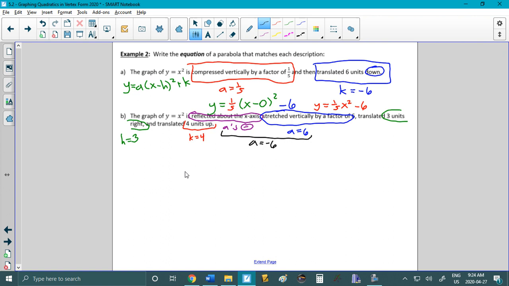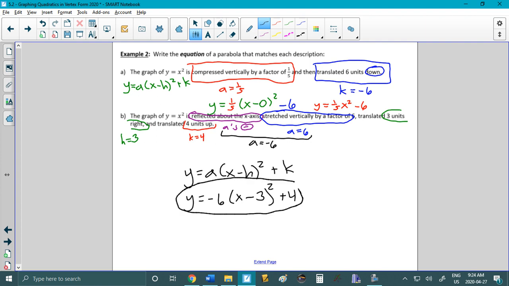So let's write the equation. y equals a(x minus h) squared plus k. a is -6. h is 3, so it's x minus h, so x minus 3. Now if h was -3, it would be x minus -3, and that double negative would make this positive. And then k is 4. Don't forget the square.